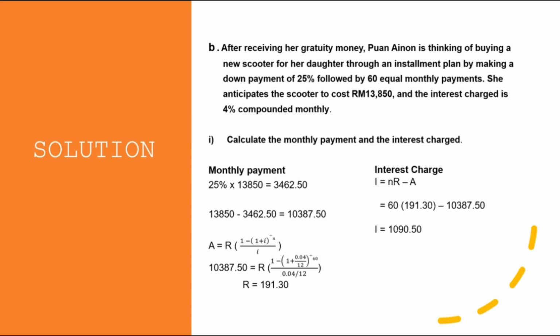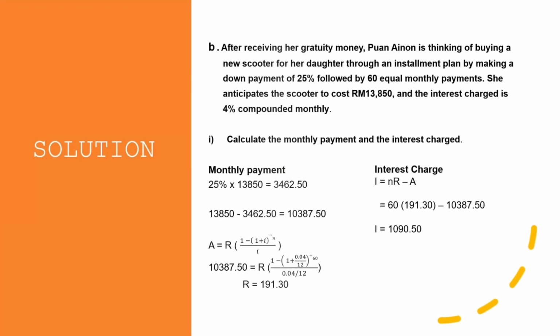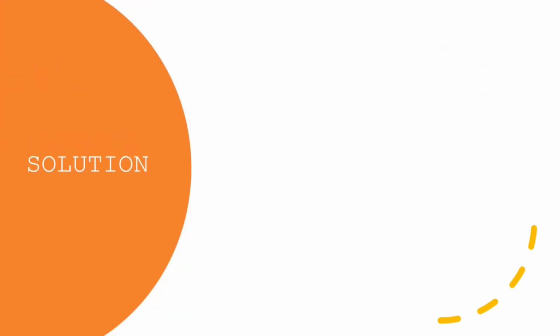Now we need to calculate the interest charge of the whole payment. The interest charge uses this formula: I equal to N R minus A, equal to 60 times 191.30 minus 10,387.50. I is equal to 1,090.50. Now, let's move to question B second.